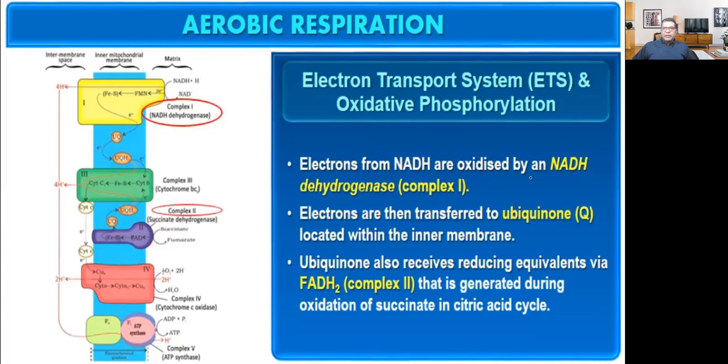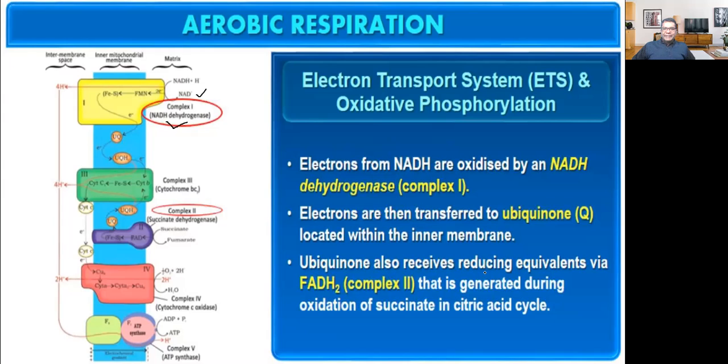Electrons from NADH are oxidized by the NADH dehydrogenase complex first. So here NADH is having energy in the form of electrons. These electrons from NADH are oxidized by NADH dehydrogenase. This is NADH dehydrogenase, a part of complex 1. Then electrons are transferred to ubiquinone, that is Q, located within the inner membrane.